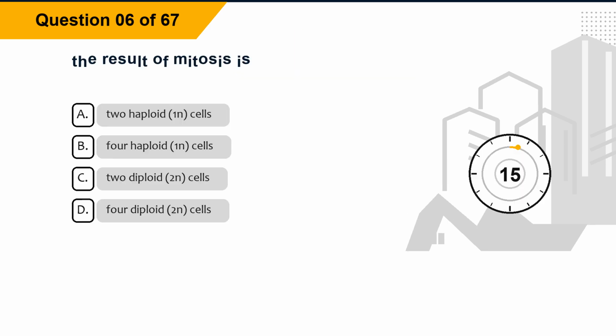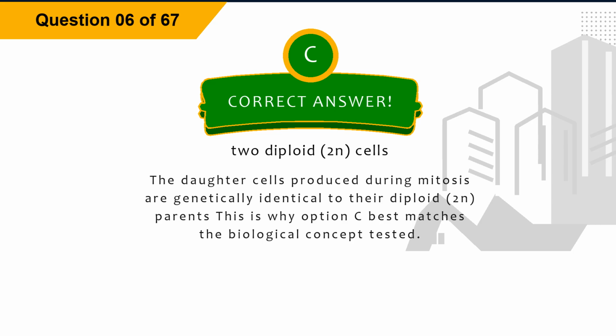Question 6. The result of mitosis is. Option A, 2 haploid, 1N, cells. Option B, 4 haploid, 1N, cells. Option C, 2 diploid, 2N, cells. Option D, 4 diploid, 2N, cells. The correct answer is option C, 2 diploid, 2N, cells. Explanation. The daughter cells produced during mitosis are genetically identical to their diploid, 2N, parents. This is why option C best matches the biological concept tested.